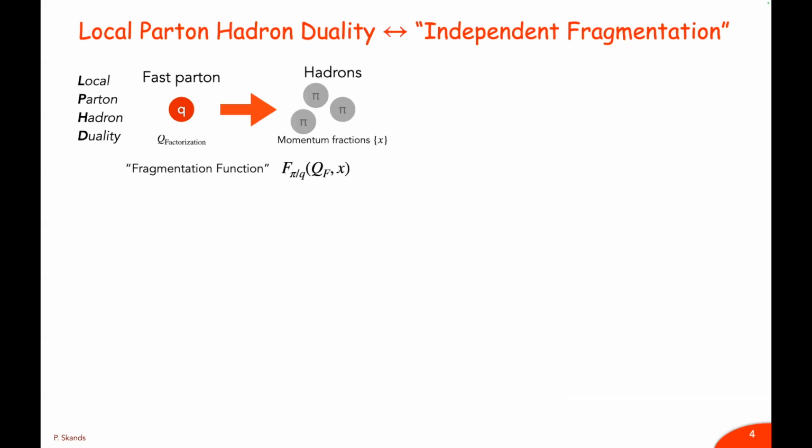Okay, so the simulation version of local parton-hadron duality is called independent fragmentation. It was something that people were doing decades ago. And so we have this fast parton that comes out of our scattering process. It's created at a high scale. We call that the factorization scale.